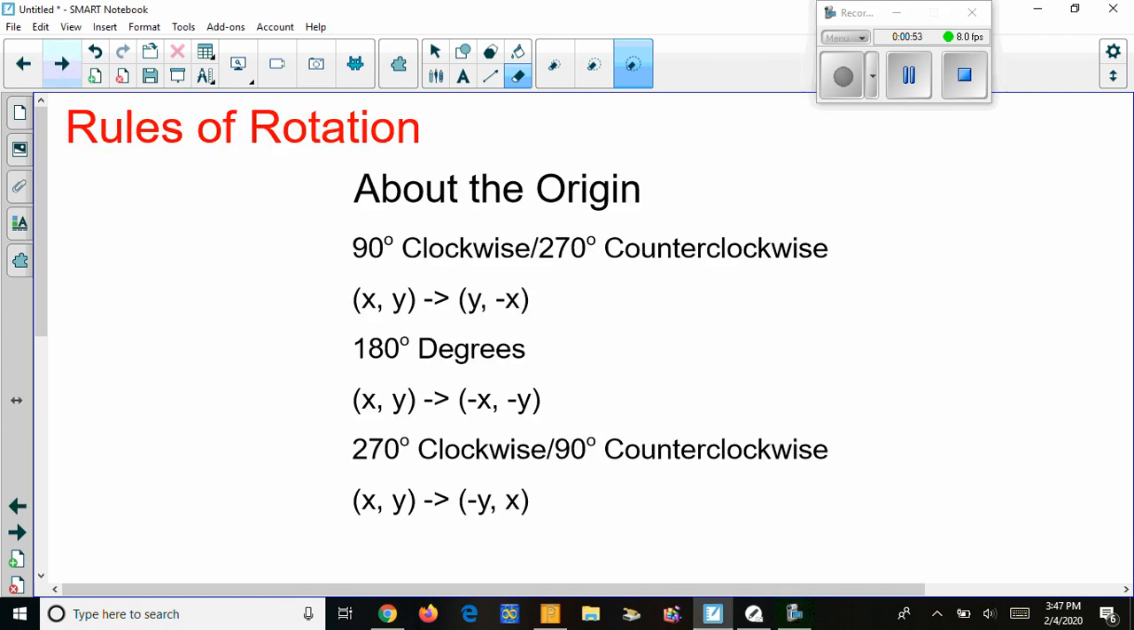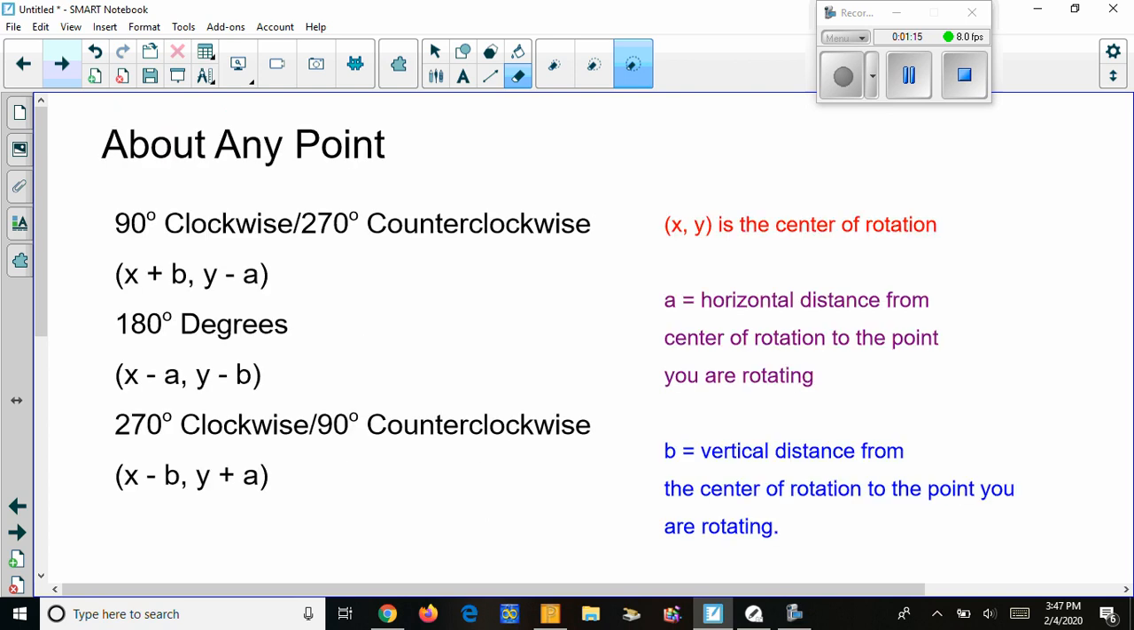Now, the rules here are the rules for about the origin. If you do not have these written down, I need you to pause the video and write these down now before you move forward. The rules we're going to focus in on right now are when I want to rotate about any point on the graph.